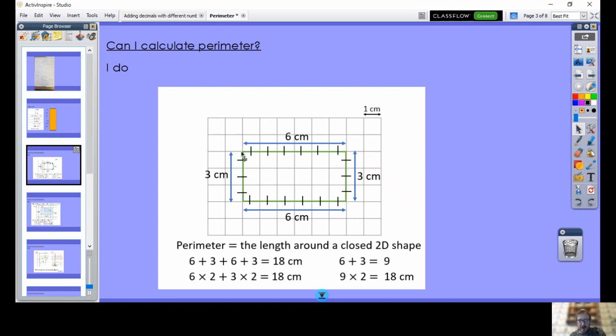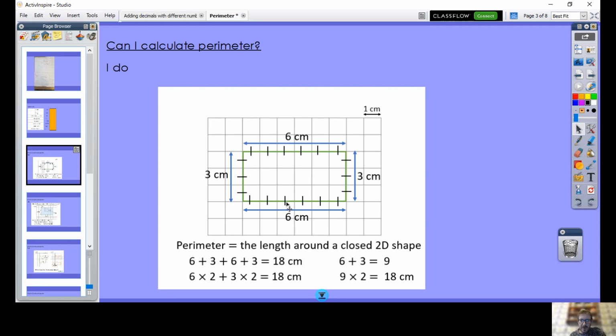So if you were to start here and walk all the way around the shape, each of those squares would be 1 centimeter along. So we'd go 6, 9, then 10, 11, 12, 13, 14, 15, 16, 17, 18. So we're walking 18 centimeters around the outside of the shape. So we can say that the perimeter of the shape is 18 centimeters. So it's the 6 plus the 3 plus another 6 plus another 3. And we've got 18 centimeters.